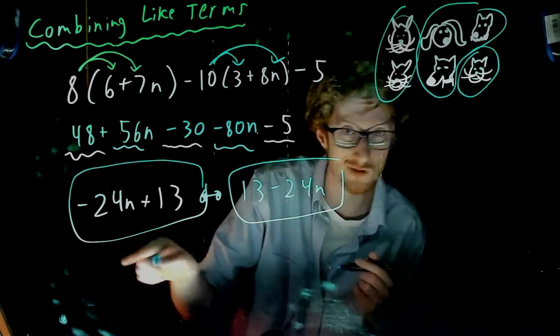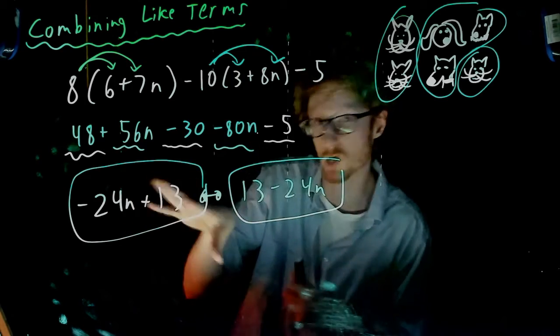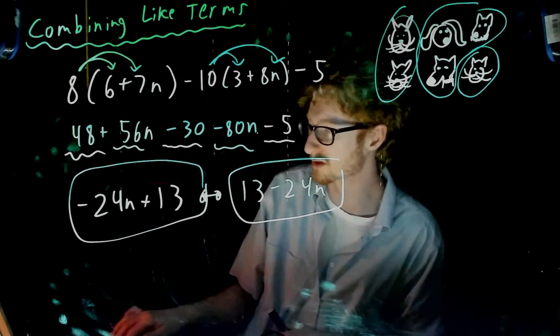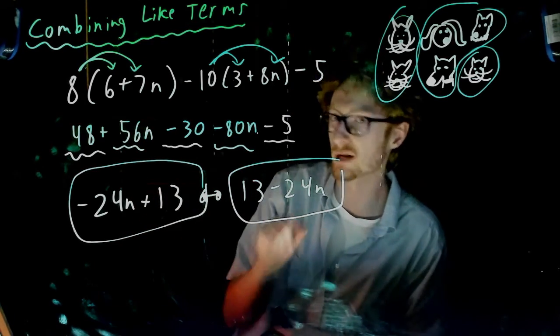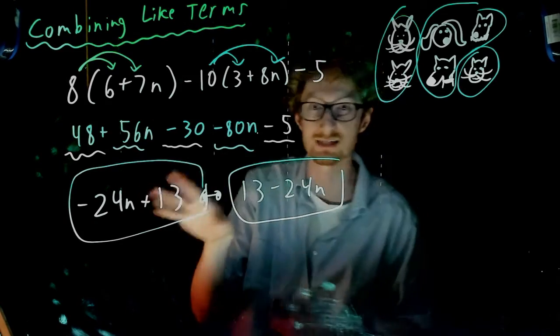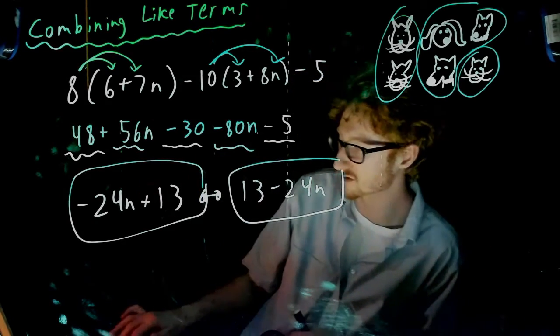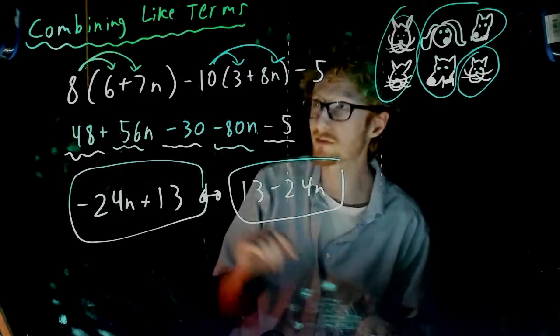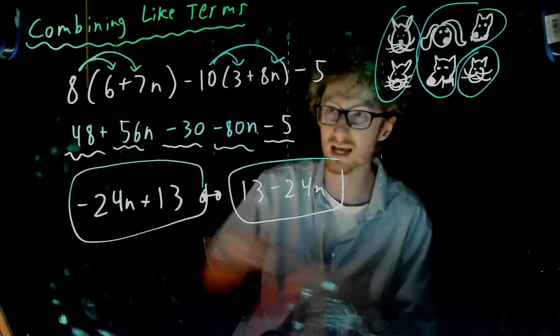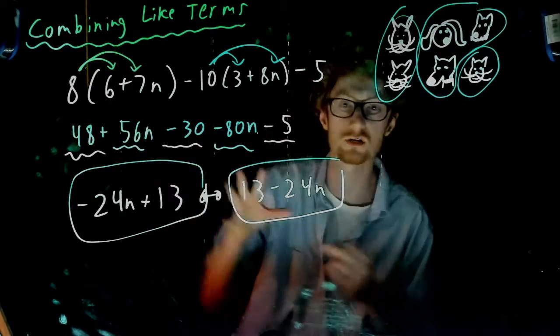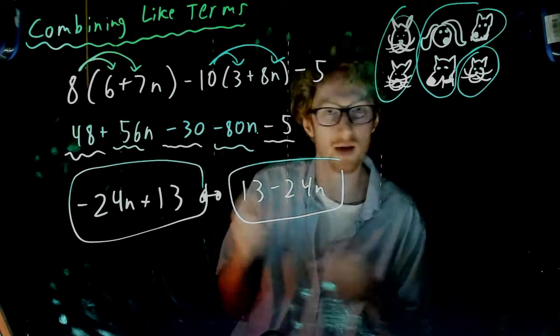Personally, I like this way better because I like my letters in front, and I even like it if your letters are in front in alphabetical order. So if there's like X, Y, and Z, I like to see X, Y, and Z, then the number. But that's just my personal preference, okay? Hopefully that helped with combining like terms and even distributing, okay? No matter what you're looking at, just focus on the things that are the same, then shove them together by adding and subtracting.